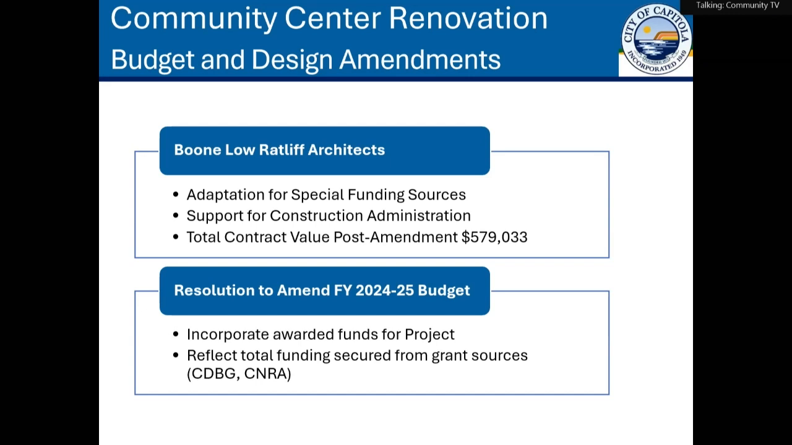They have done many iterations of this project for our different funding sources that we received, and then also to do those bidding adults. And so this would be to support the construction administration for any amendments we have to do during the course of construction in this project, which would bring our post-amendment value to about $580,000, which is approximately 11% of this project, which is in line with a project of this size. And there's also an amendment to the budget to incorporate all the funds for this project.